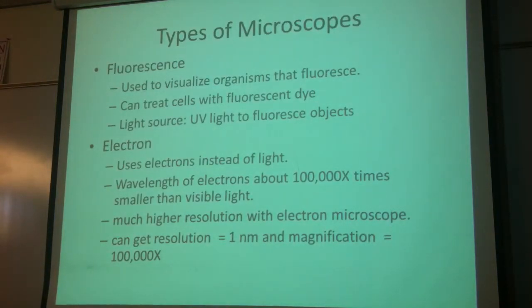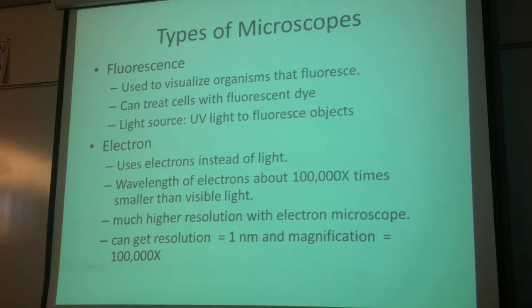Fluorescent. We talked about fluorescent earlier. So fluorescent's a lot of fun. We do it a lot in science. You use this to visualize. So the thing is, you can treat cells with a fluorescent dye. You can tag proteins with a fluorescent dye, so you can actually visualize individual proteins in a cell. You use UV as a light source to excite whatever's giving you the fluorescence.